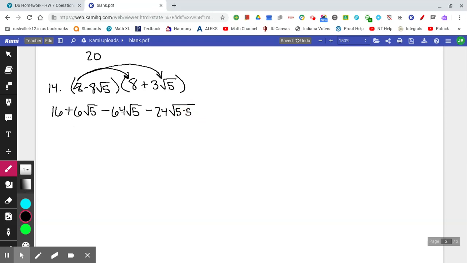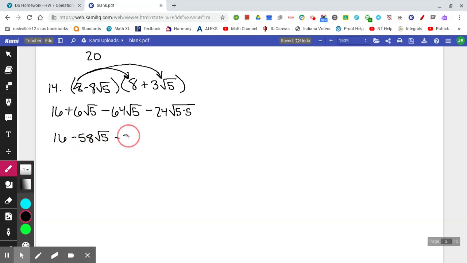Okay, now I need to go through and simplify and break things down. So 16, and then this is 6 square roots of 5. This is 64 square roots of 5, and that's a negative. But they're both square roots of 5, so it's telling us how many of those we have. So 6 minus the 64 is going to give us negative 58 square roots of 5.